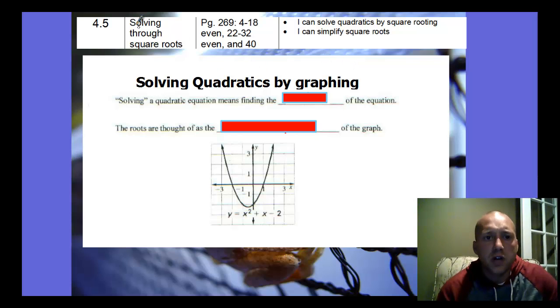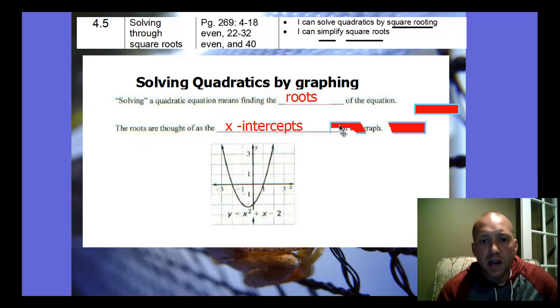So we start solving quadratics. That's what we're doing in 4-5. And we're going to look at solving using square rooting, and we're going to look at how to simplify square roots. The first thing we're going to look at here is solving a quadratic equation means finding the roots. That's one way. We've already talked about this a little bit. The roots are thought of as the x-intercepts of the graph.